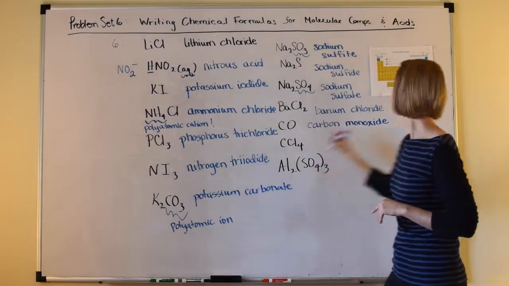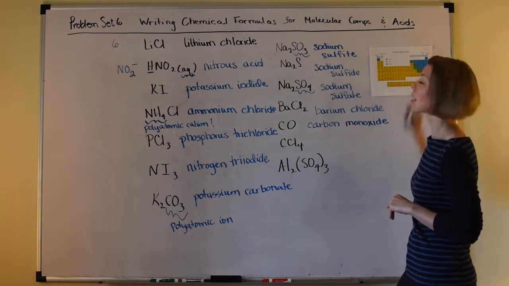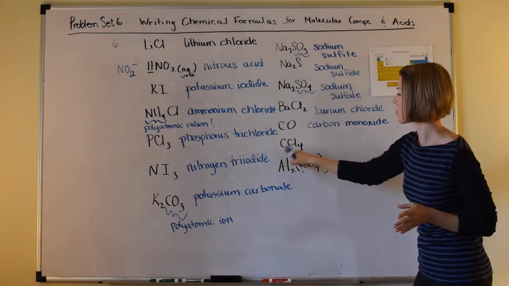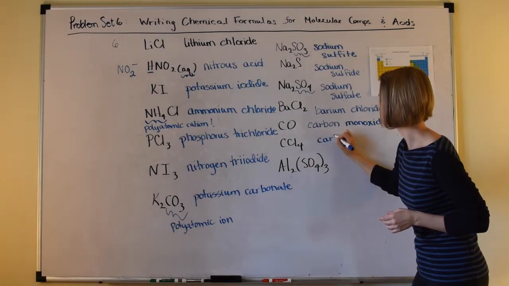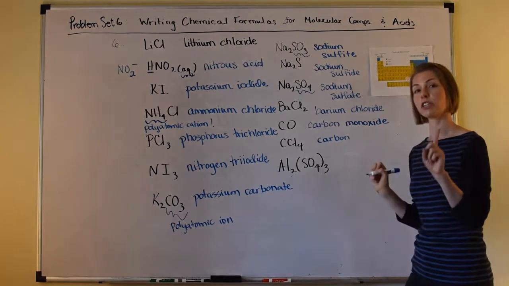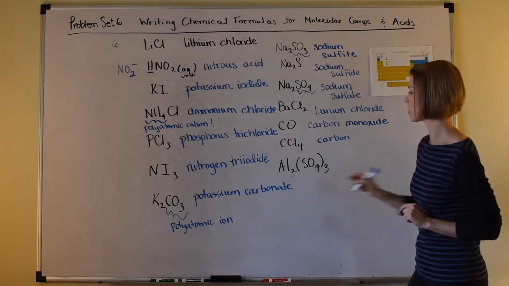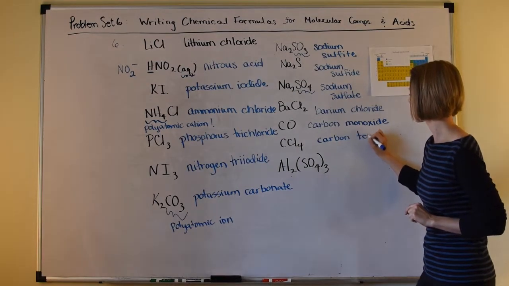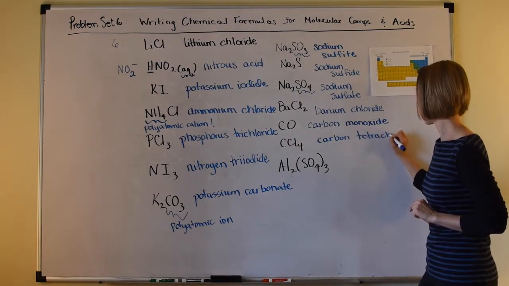Okay, carbon and chlorine, both nonmetals. So again, we're going to need the prefixes. So you're going to drop the mono prefix on carbon, always drop the mono prefix on the first element of a molecular compound. And then the second element there are 4 of, so 4, tetrachloride.